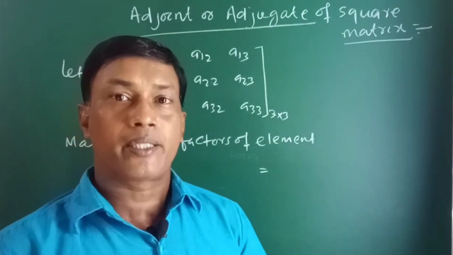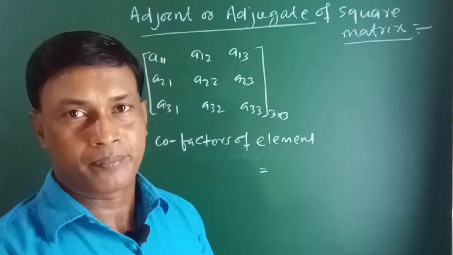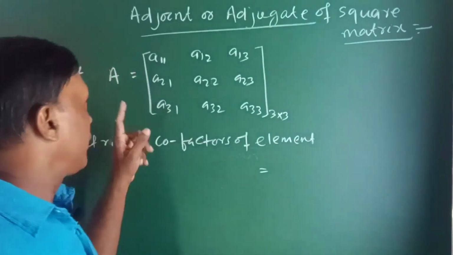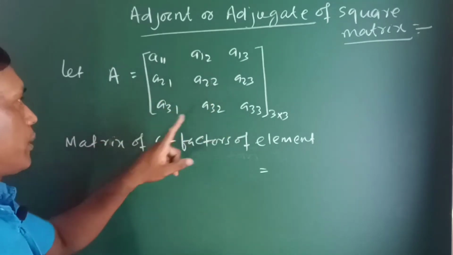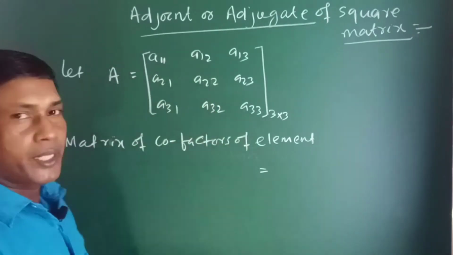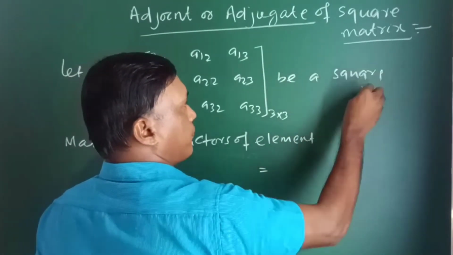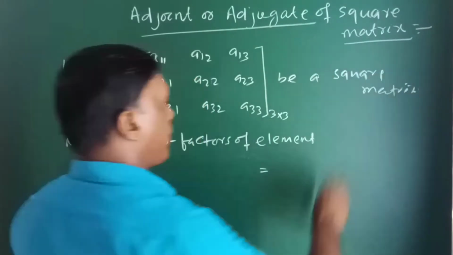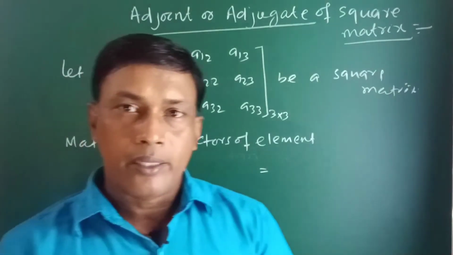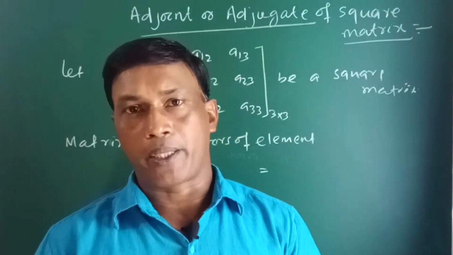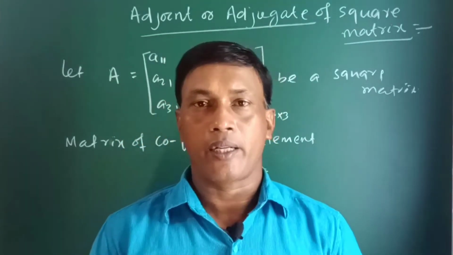What is the adjoint of a square matrix and how can we find the adjoint? Let A equal the matrix with rows A11, A12, A13; A21, A22, A23; A31, A32, A33 be a square matrix. Now if this is a square matrix, I have already discussed minors and cofactors. Every element of a square matrix has a minor and a cofactor.